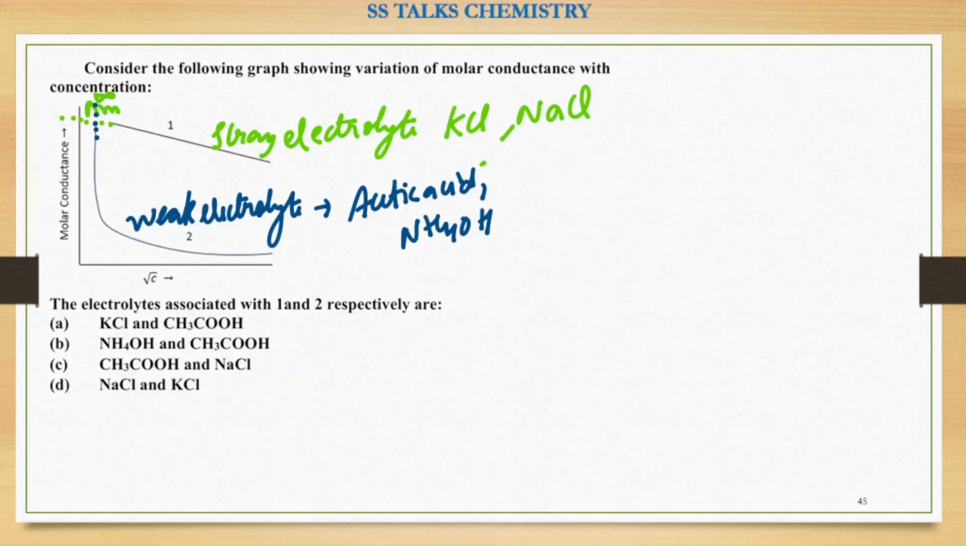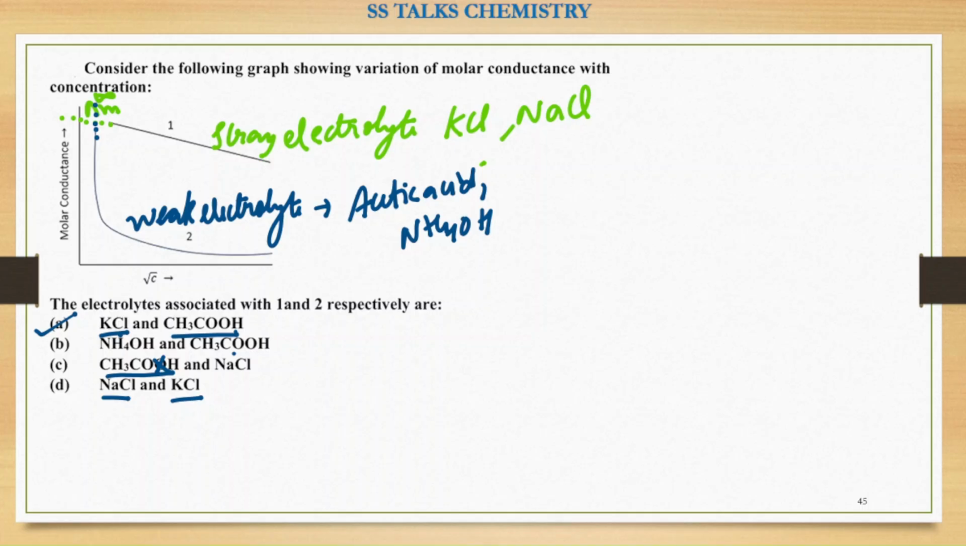So the first one is the stronger one. From the options, in option A, plot 1 is for KCl and plot 2 is for acetic acid, which is the correct one because KCl is a strong electrolyte and acetic acid is a weak electrolyte. In scenario B, both are given as weak electrolytes, so this can't be the answer. In C, the first one is said to be acetic acid, which is again wrong because a strong electrolyte is needed there. In D, both are strong electrolytes, which is again incorrect. So A is the correct option in this case.